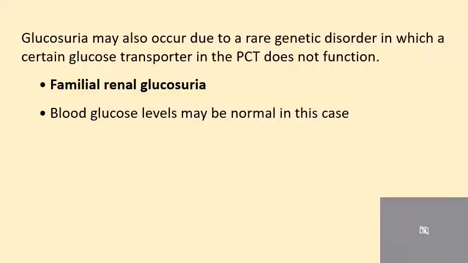It's not very common, and it is a genetic disorder with one of the transporters for glucose in the proximal convoluted tubule. It doesn't function very well. And so this person with familial renal glucosuria, they have a limited capacity to reabsorb glucose in their proximal convoluted tubule. So they may have normal blood glucose levels, but they still have glucose in the urine. They are literally peeing away some of their blood sugar.